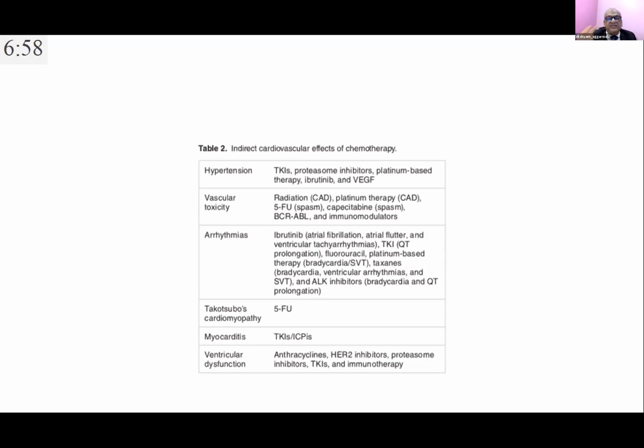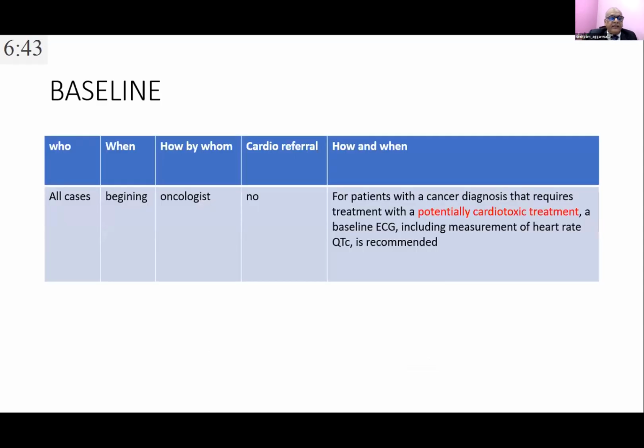So there is a large number of drugs which I think can be responsible for giving injury to the heart, and therefore you have to be extremely careful in assessing a patient before these drugs are instituted in patients who are suffering with cancer. Next, please. So now what should we do at baseline? In all cases, we feel the oncologist should certainly do an ECG as a baseline and look at the QTc for all patients who are going to potentially take cardiotoxic treatment. So I think ECG baseline is mandatory. That is one recommendation from my side.